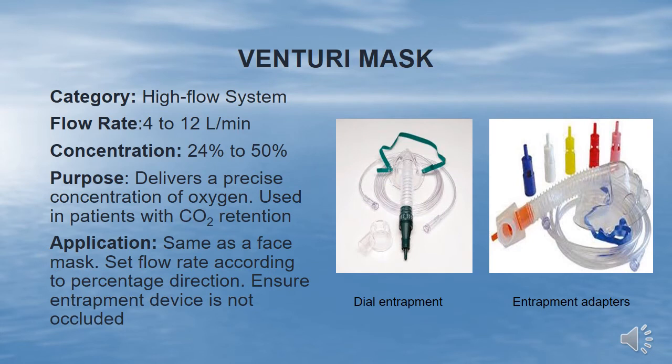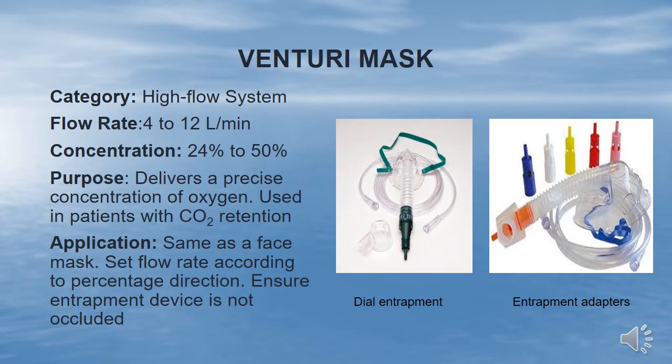Venturi or Venti masks are high-flow systems. The flow rate is dependent on the percentage of oxygen ordered and vary according to the manufacturer. The range is approximately 4 to 12 liters per minute for a concentration of 24 to 50%. The mask has an air entrapment device which mixes room air with oxygen to deliver a precise concentration of oxygen. The nurse should consult the manufacturer's instructions to find the appropriate flow rate for the ordered percentage.